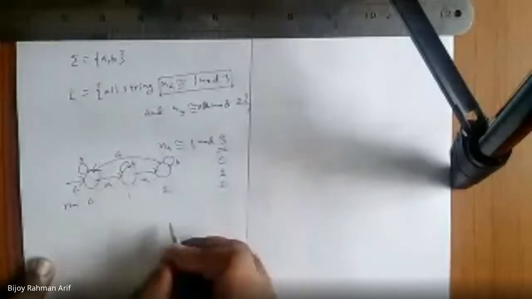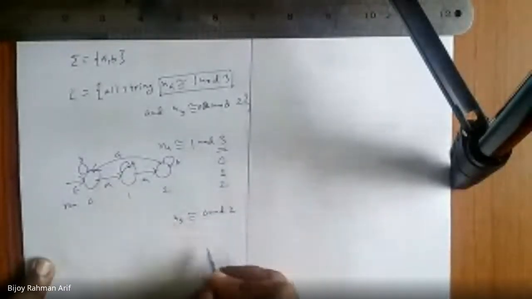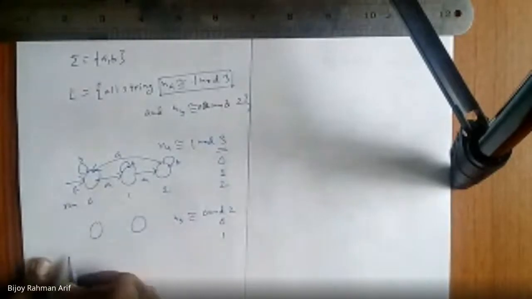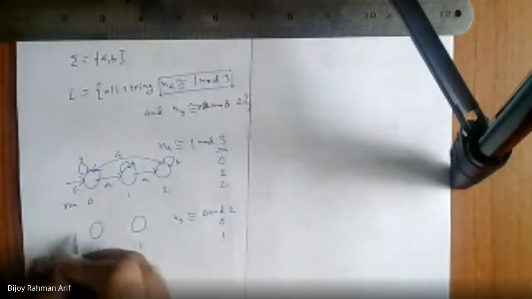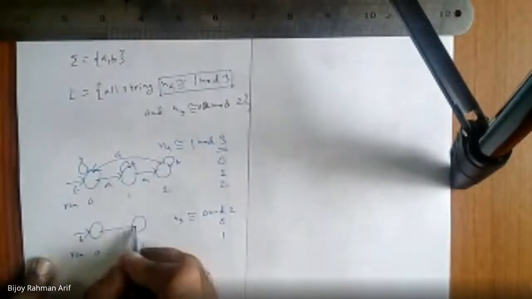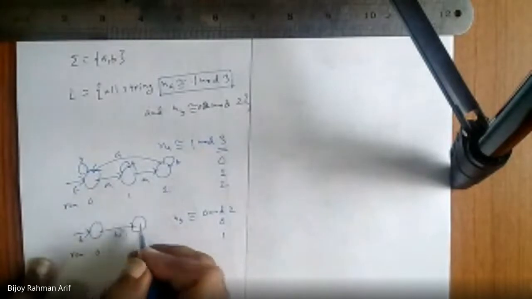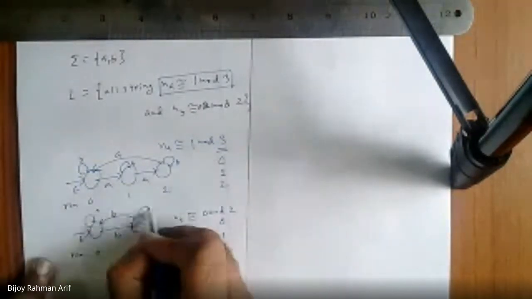How about this one? Number of B, 0 mod 2. How many remainders are there? 0 and 1. So if I get a B, I should go here. Then if I get another one, I come back over here. I don't care about A.